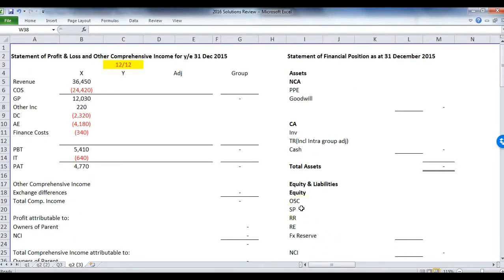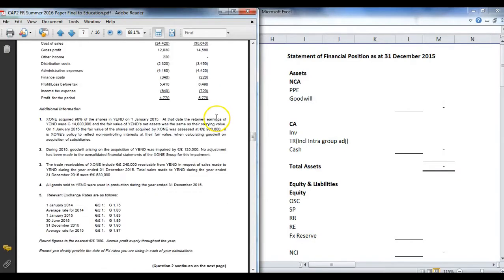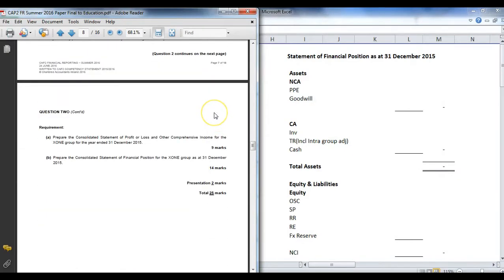You'll note here I have set up the structure of the question, for the purposes of the screencast, to make it more efficient. But I also tell students that when you are preparing a consol question, the first thing is to always look at the requirements. If we go to question 2, we know there are 2 key requirements: prepare the consolidated SPLOCI, statement of profit and loss and other comprehensive income, and prepare the SOFP.